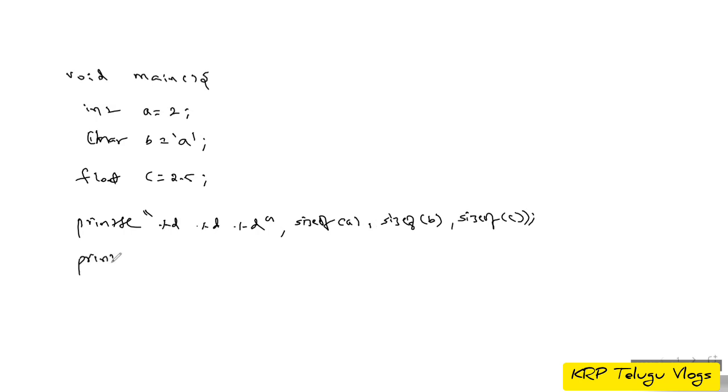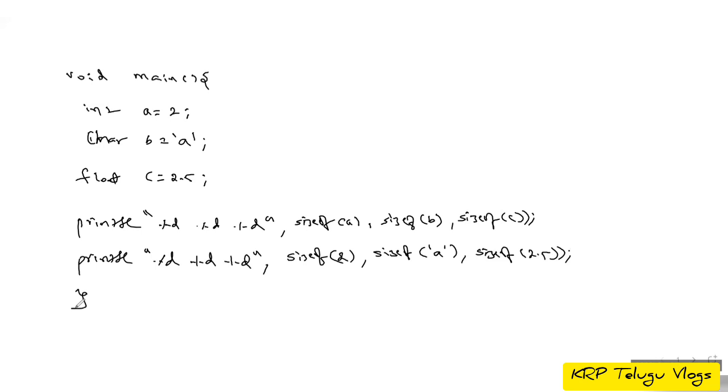Next, printf percentage d, sizeof 2, sizeof character a, sizeof 2.5. Can you tell me what is the output of this one? First one, sir: 4, 1, 4.